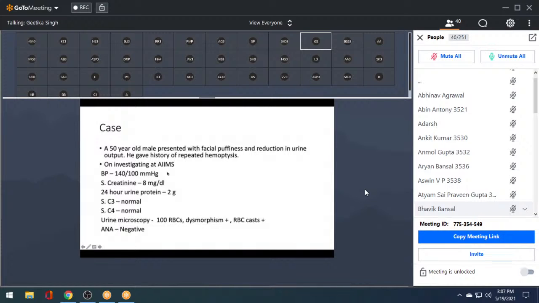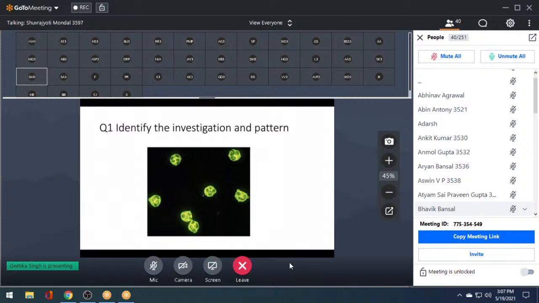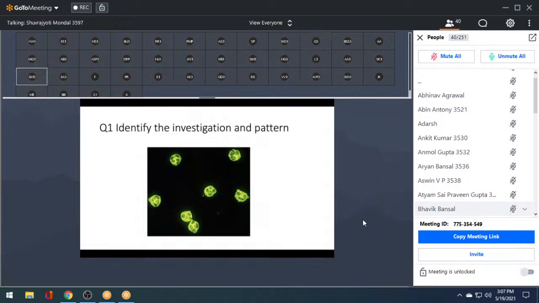So let's move on. There are some questions there, and then we'll discuss it. Question 1, identify the investigation and the pattern. Who would like to attempt? Anjana: That's the C ANCA. Okay, what's the investigation that you're seeing? That's the immunofluorescence, and it has detected a C ANCA. Is it direct or indirect immunofluorescence? Indirect, I guess. Yes, it is definitely indirect.